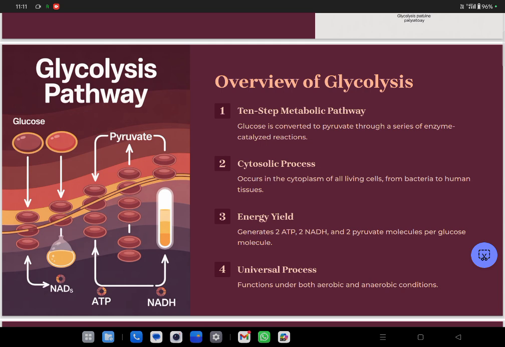So this is a 10-step metabolic pathway. What happens in this is glucose, a 6-carbon compound, is broken down into a 3-carbon compound known as pyruvate, and 2 molecules of pyruvate are formed from 1 molecule of glucose.